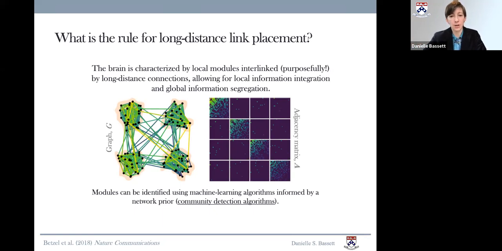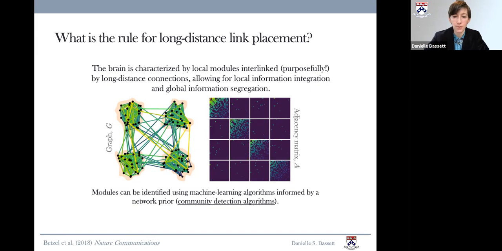So we definitely know, for example, that the brain is characterized by local modules. And we also know that those local modules are connected. They're not completely disconnected. They're connected by long distance connections. So one hypothesis in the literature is that long distance connections are purposely placed to connect two modules together.